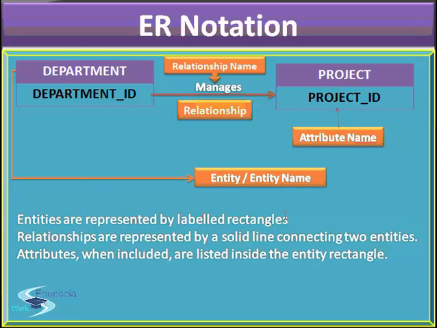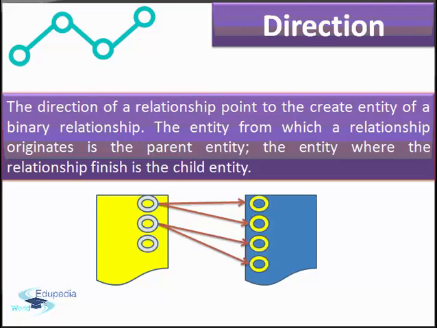Entities are represented by labeled rectangles. Relationships are represented by a solid line connecting two entities, and attributes, when included, are listed inside the entity rectangle. Let us see about them in further detail.